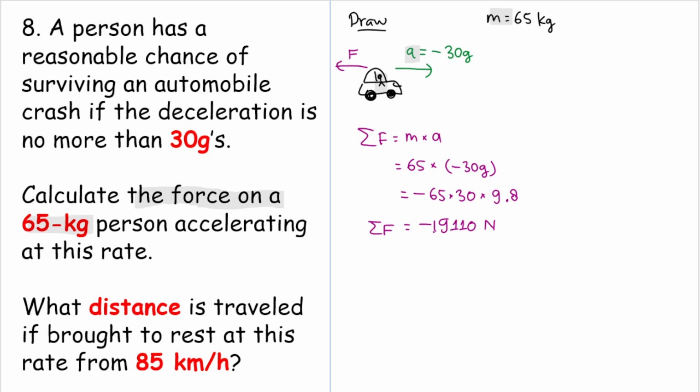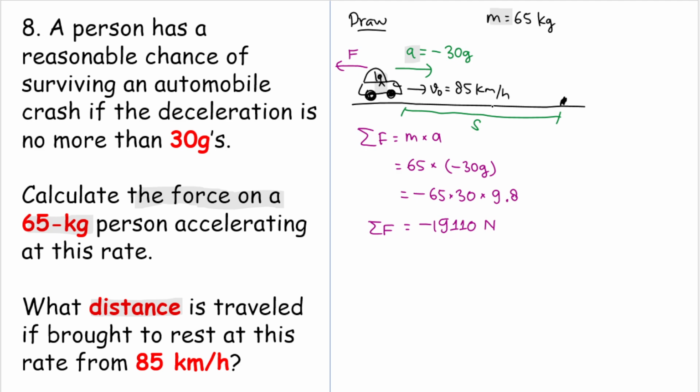But then the car stopped at some point there. Maybe the car stopped here, and we are asked to find out what is the distance. Okay, so we have to find this distance here. So let's just name this S. And then the initial velocity of the car, we will have V0 here is 85 km per hour.